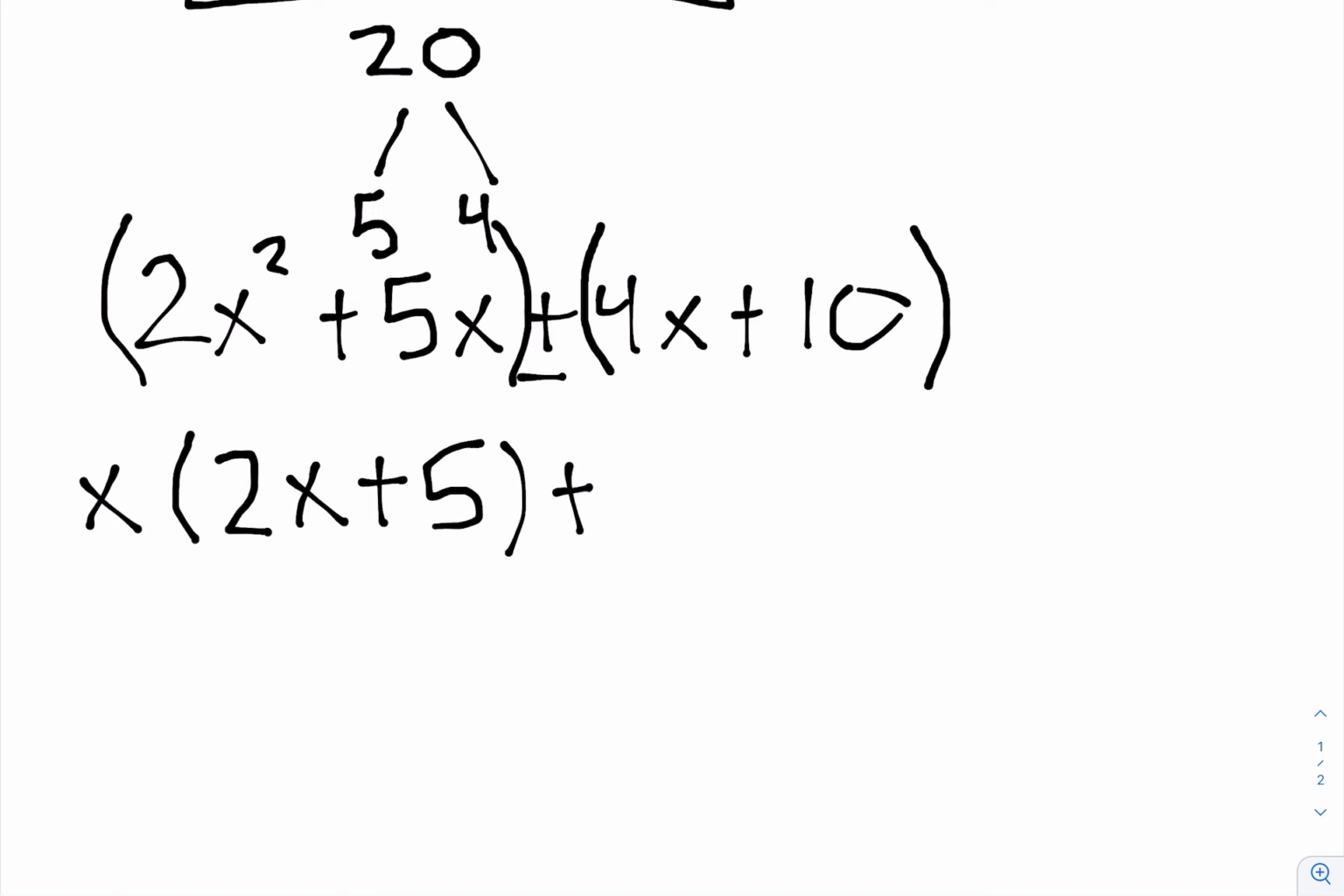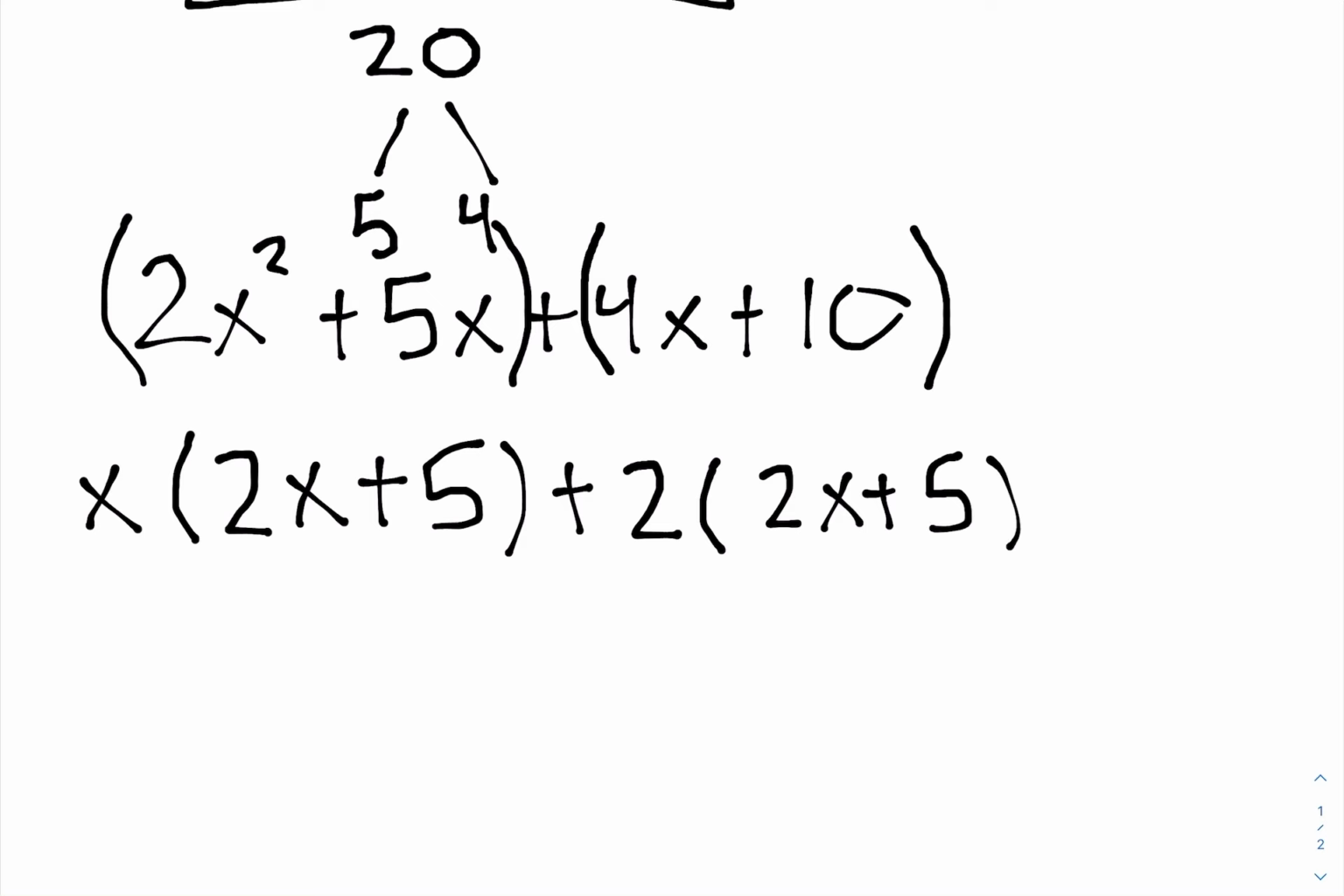We got that plus sign here. Got to make sure it's the same. What's the greatest common factor of our second group, 4x and 10? Well, they both don't have an x, so we can't take out an x, but we can take out a 2 because they're both multiples of 2. So if we factor out a 2, we're left with just 2x plus 5.